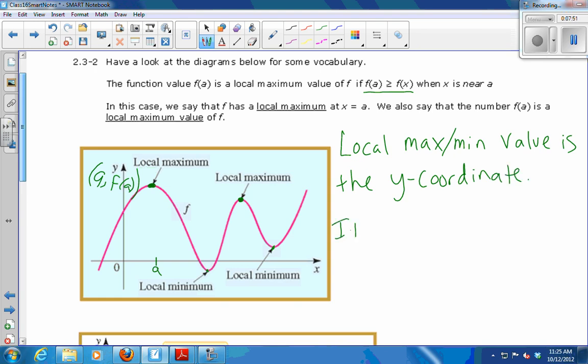It occurs at the x coordinate. So if they ask for the value of the maximum or the minimum, you give the y value. If they ask where the maximum occurs, you give the x value. So the wording is very picky there. They're very precise with our textbook and in WebAssign about which one is which. So just really write this down, underline it. A local max or min value is the y coordinate, and it occurs at the x coordinate.